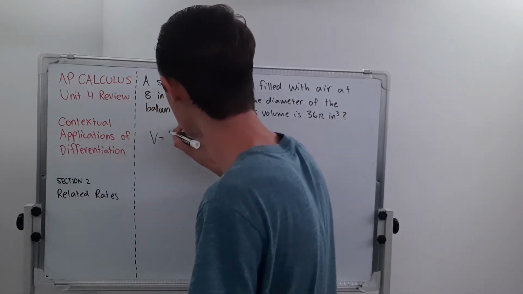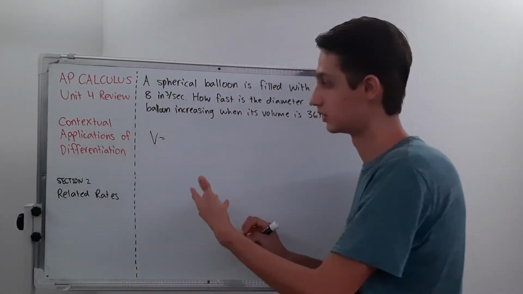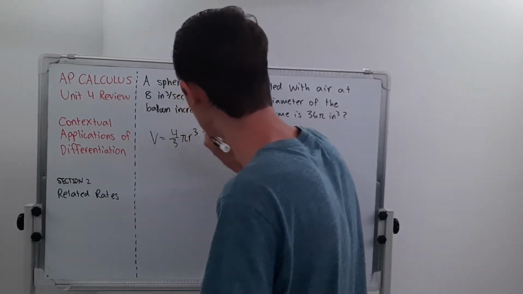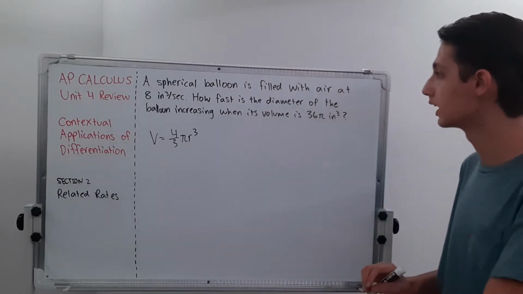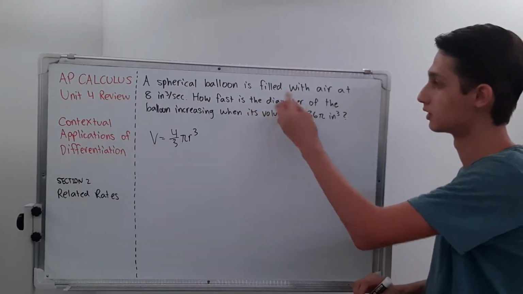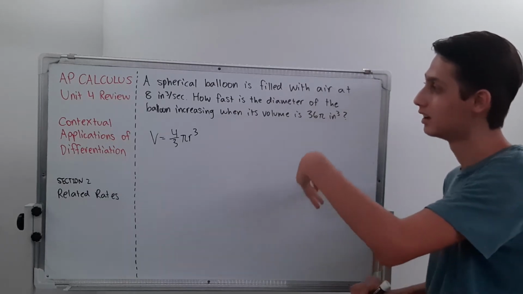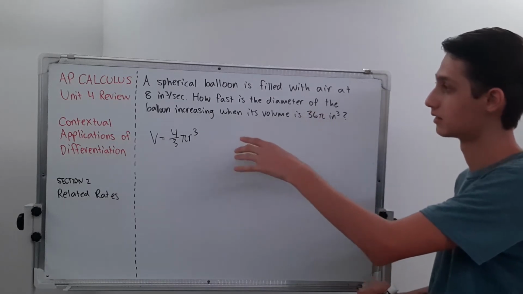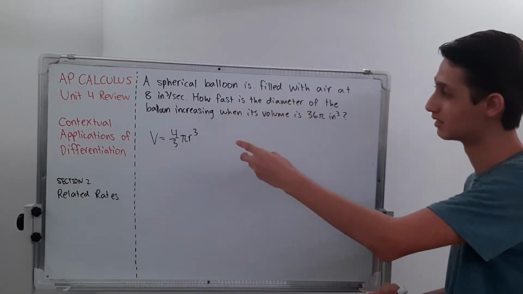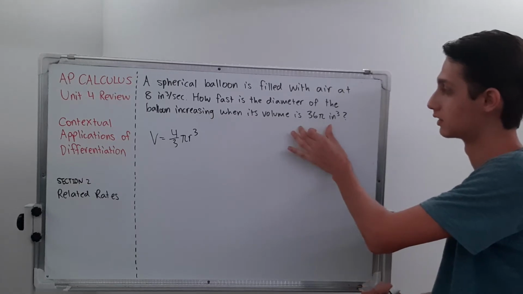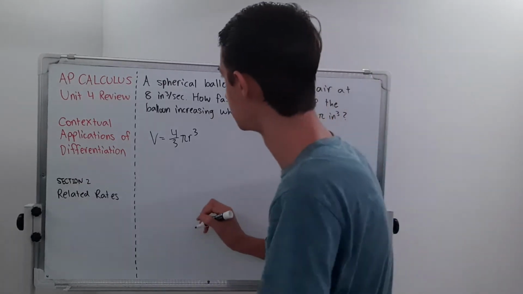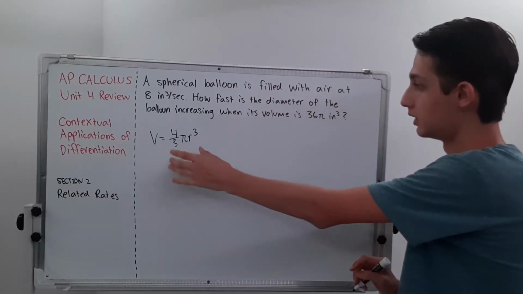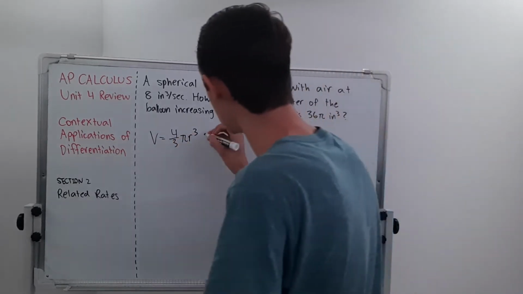If you remember the volume of the sphere, that's going to be 4/3 pi r cubed. And we want to know how fast the diameter is increasing. Diameter is just 2 times the radius, so we can solve for the radius and multiply that by 2 to get the diameter. And we want to know how fast that's increasing when its volume is 36 pi inches cubed. So the volume is going to be 36 pi.